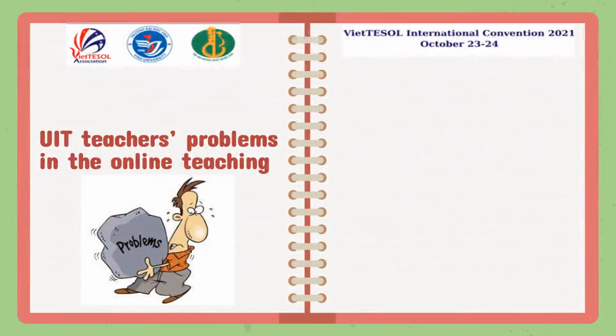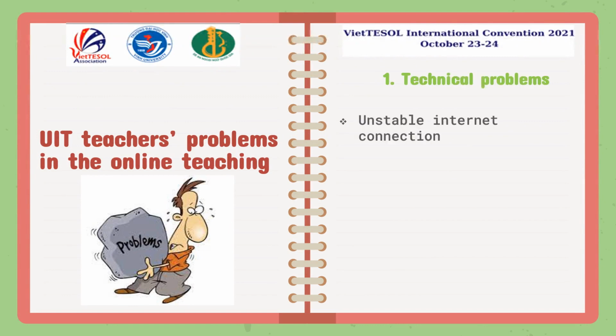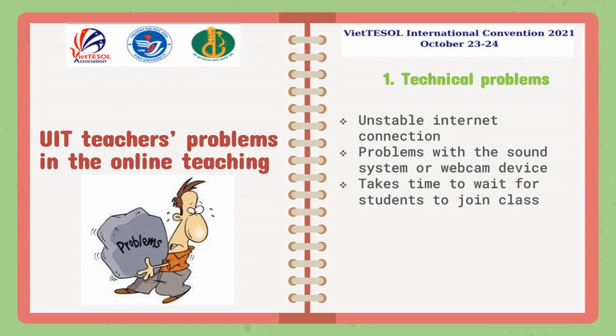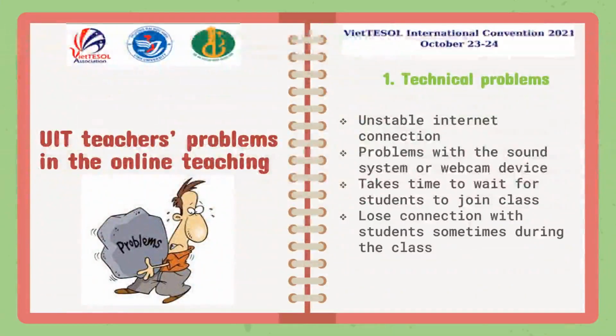The next finding is about teachers' problems in online teaching. The very first problem that all of the teachers confided is the technical problems. For example, unstable internet connection. They have problems with the sound system or webcam device. They also take time to wait for the students to join class, or they sometimes lose connection with the students during the class.